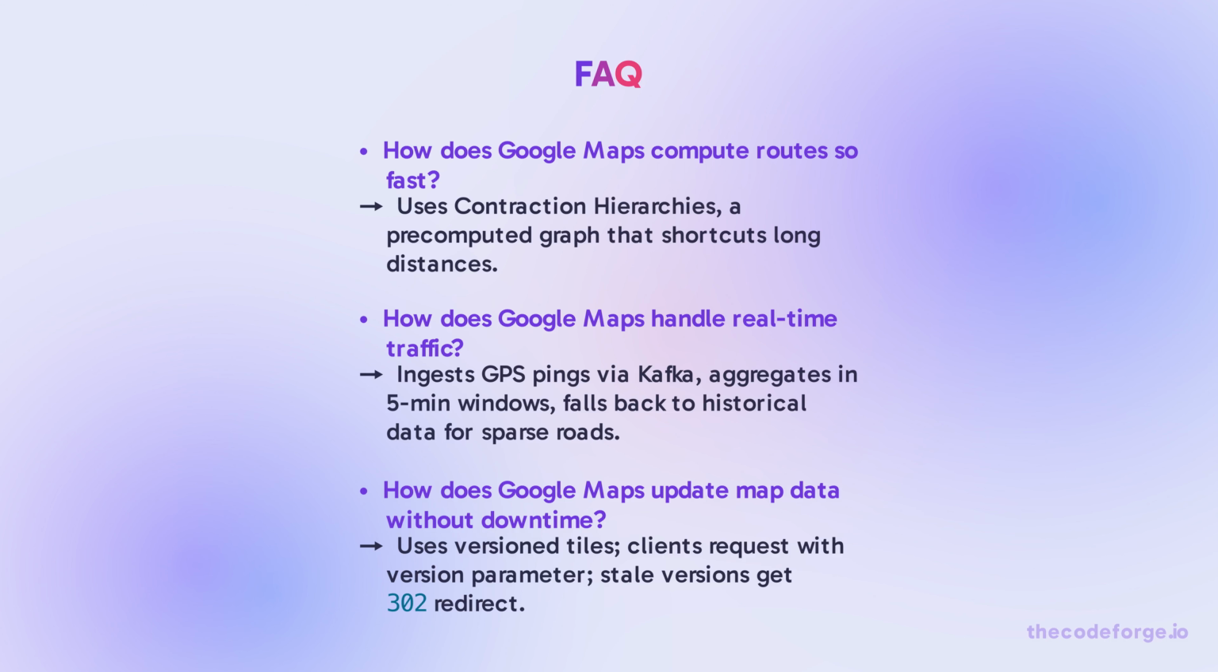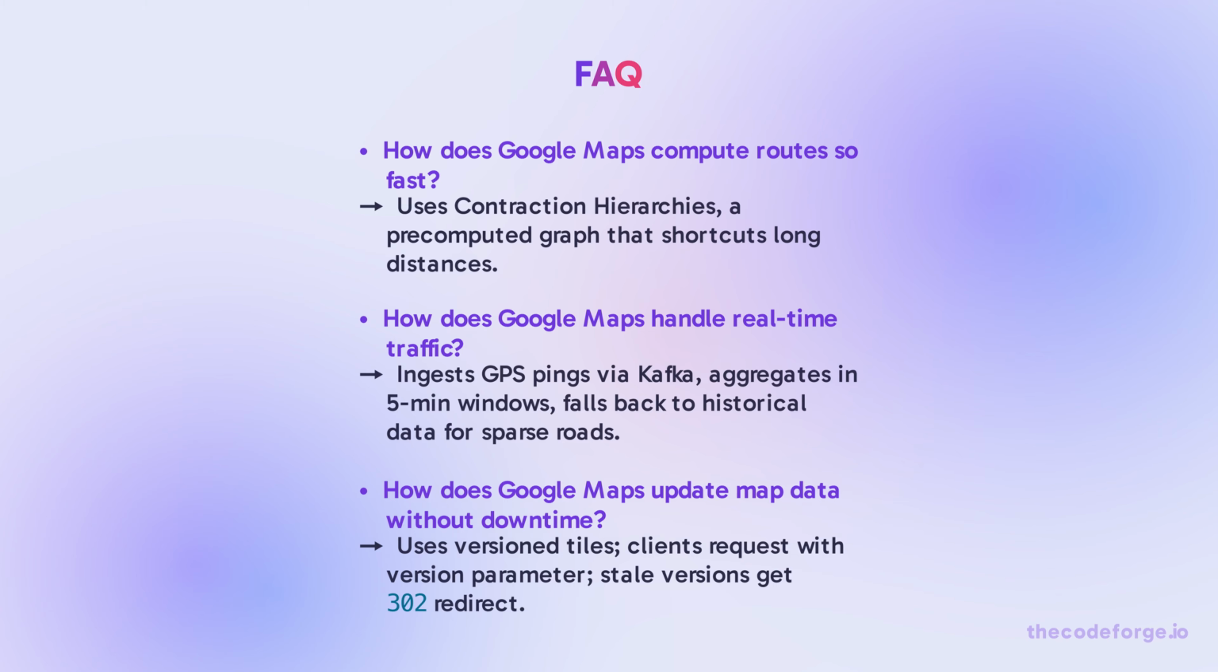How does Google Maps compute routes so fast? Uses contraction hierarchies, a precomputed graph that shortcuts long distances. How does Google Maps handle real-time traffic? Ingests GPS pings via Kafka, aggregates in 5-min windows, falls back to historical data for sparse roads.